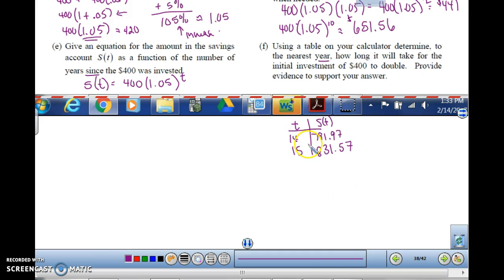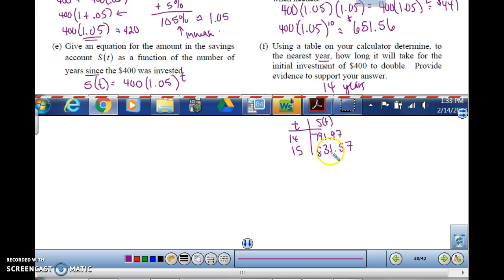Well, to the nearest year, it's got to be over 14 years but less than 15 years. So it would take approximately 14 years. It would take up to 15 years to double, but at 14 years, it would not quite be that, so it's a little more than 14 years. Okay, so there we have it.